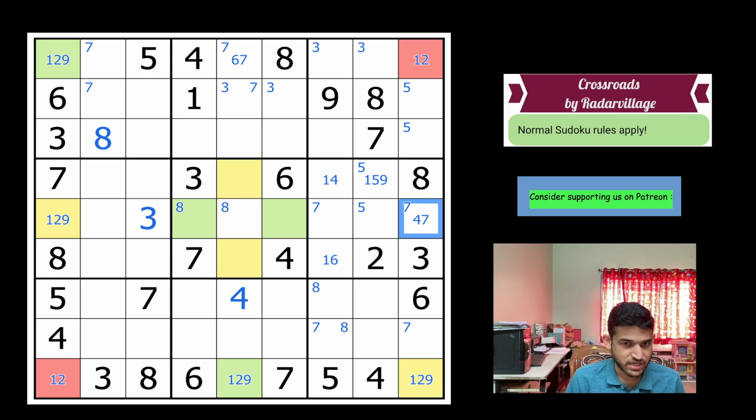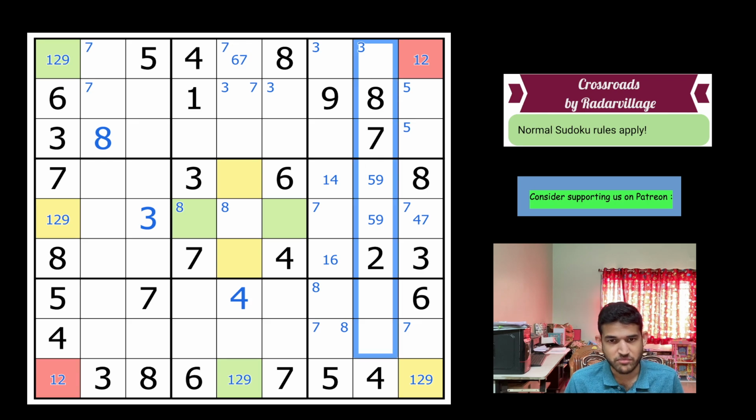And now where does the 9 go in box 6? 9 has to be in one of these cells. So now you have locked a pair of candidates 5 and 9 into these two cells. So this is a hidden pair. This is 5 and 9. Excellent. Now let's try finishing off column 8.